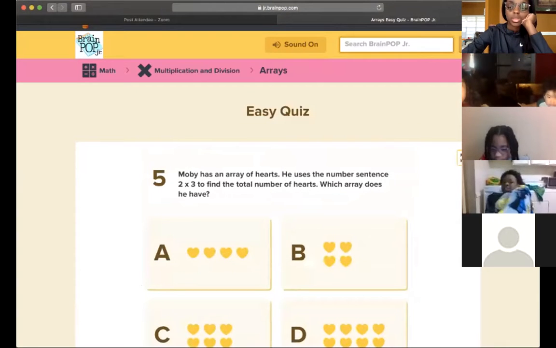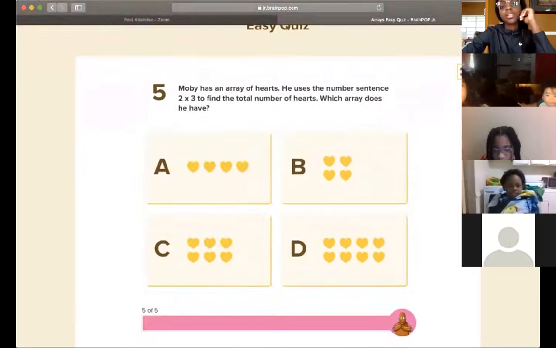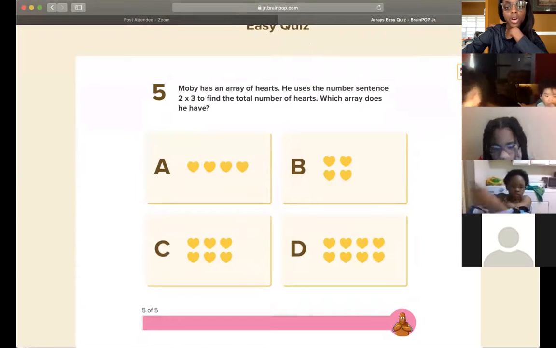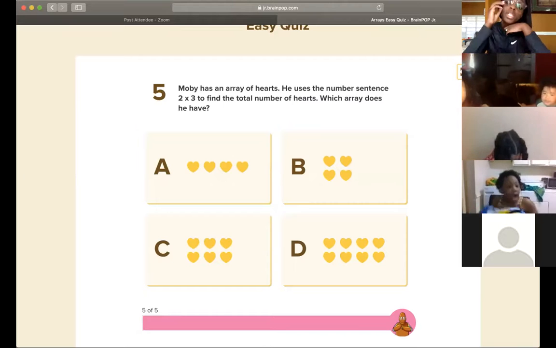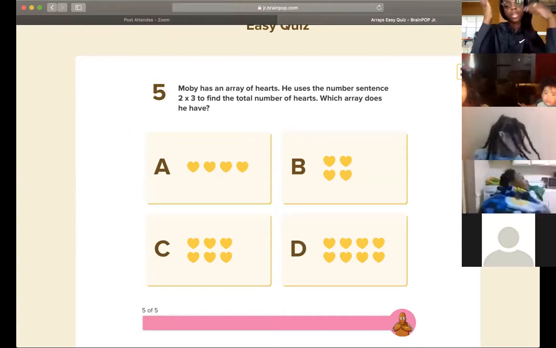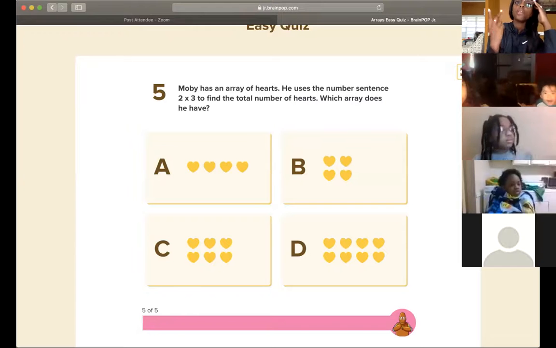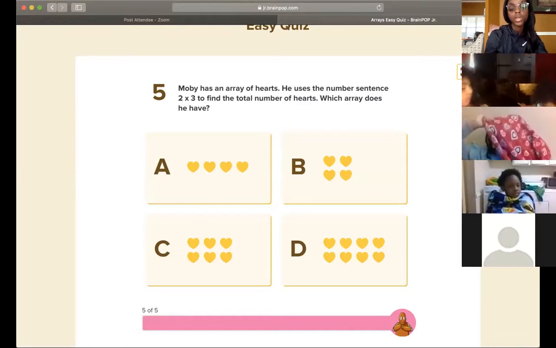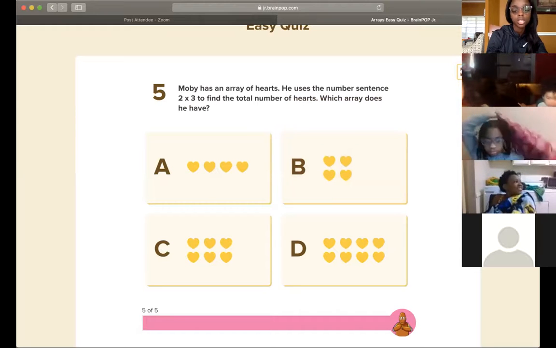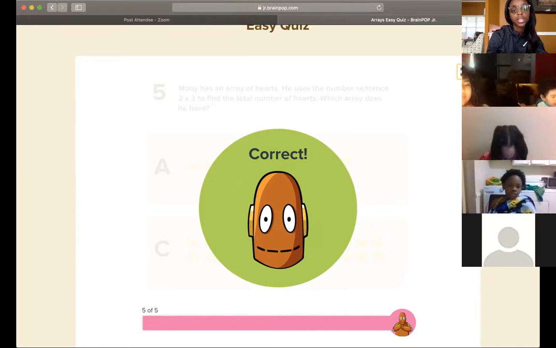And the last one. It says Moby has an array of hearts. He uses the number sentence 2 times 3 to find the total number of hearts. Which array does he have? Let's count by 2's 3 times. You count in your brain. 2, 4, 6. That's the same as doing 2 times 3. So which one of these has 6 hearts in it? Kaylin? C. Nice. Yeah, y'all, we did really good.